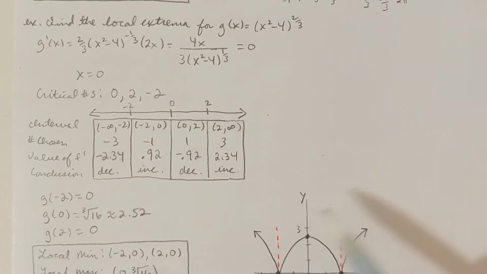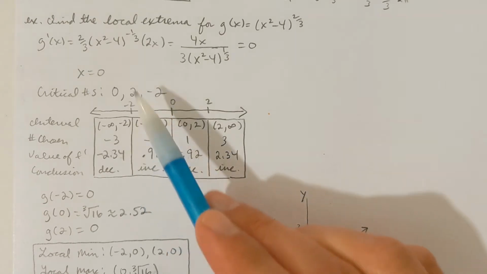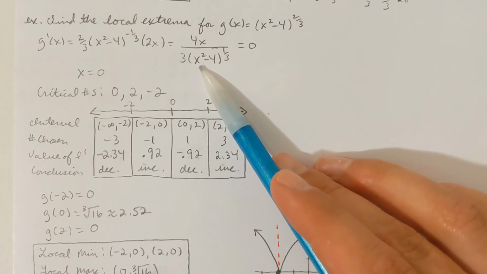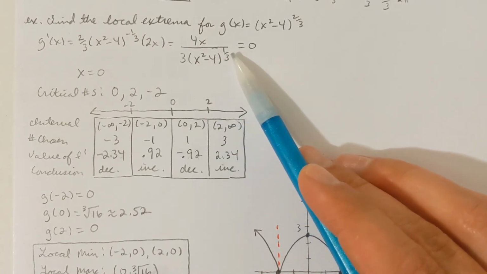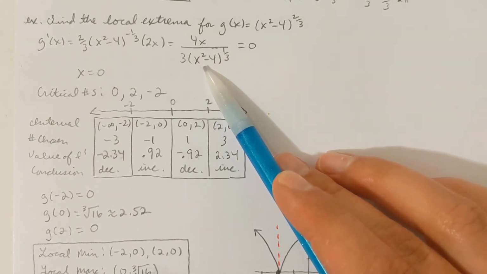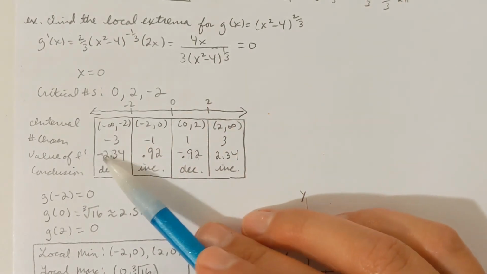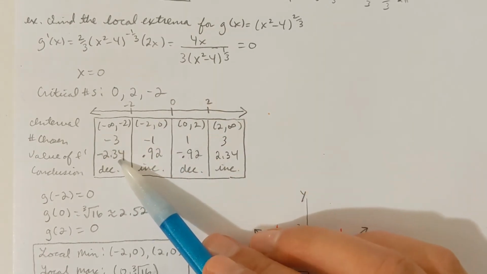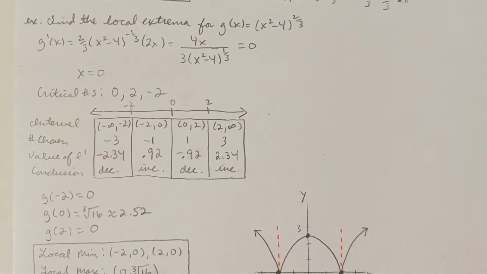Okay, and now I can select my test values here. So I need a number that is less than negative 2. I selected negative 3. Okay, plug that into g prime. You're going to have negative 12 divided by negative 3 squared is 9, minus 4 is 5. 5 to the 1/3 times 3, that's going to be a positive number. So you're going to have negative 12 divided by some positive number, that's going to be a negative. Negative 2.34 would be if you go to the calculator and enter that. So we're going to be decreasing on that part of the graph.